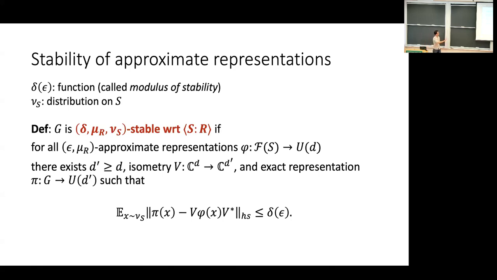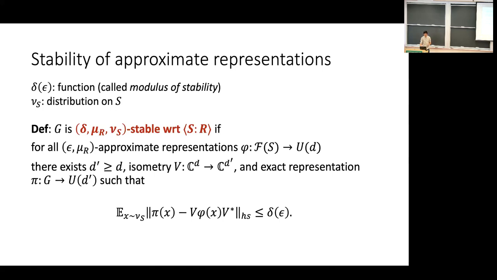Any questions about this definition of stability? Maybe you will comment on this later, but here you don't assume any bounds on D prime. It can be as big as you want. As big as you want, yeah. So I guess the people who work in this area usually call this flexible stability. So you don't have to necessarily preserve the dimension. You can go into bigger dimension to be close to an exact representation.